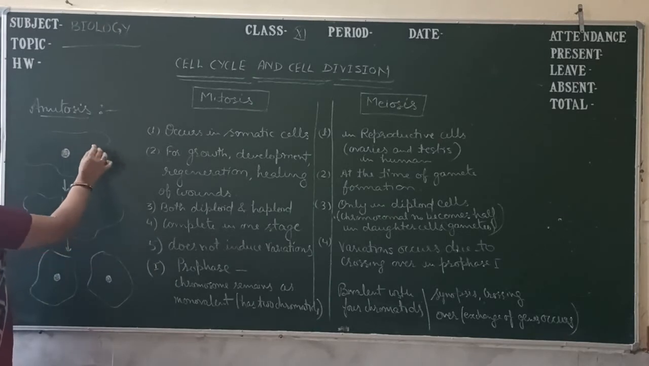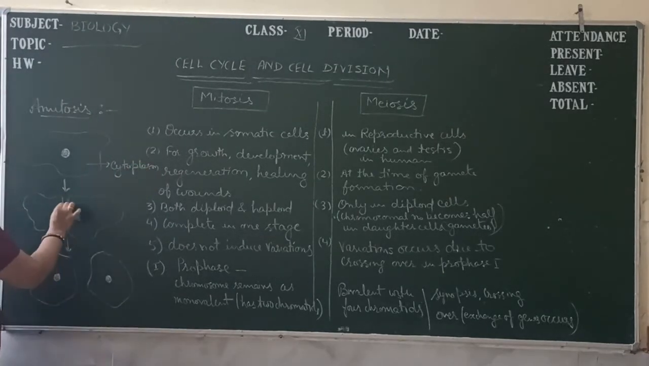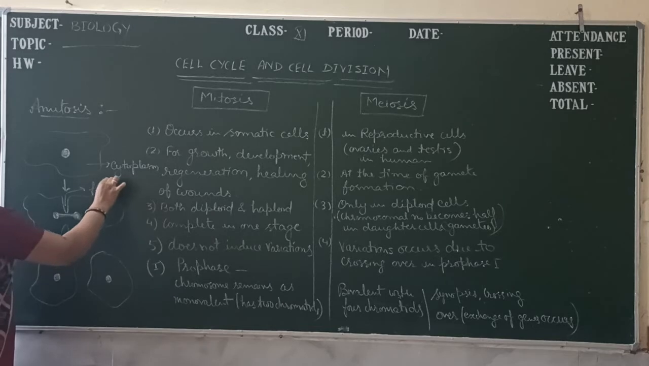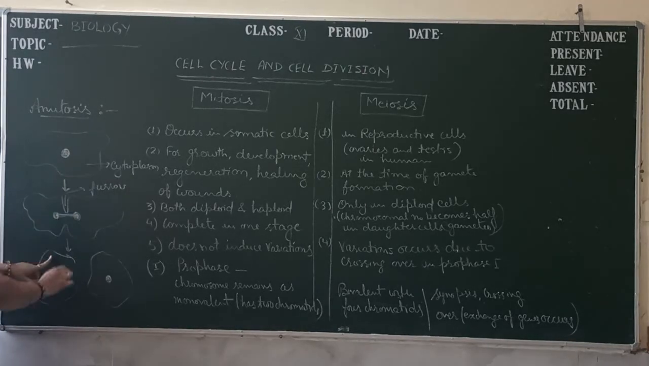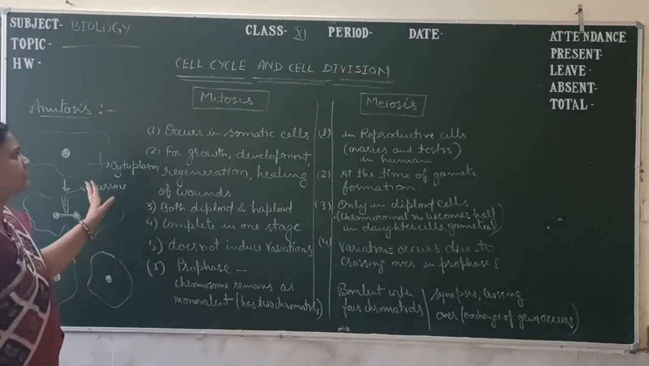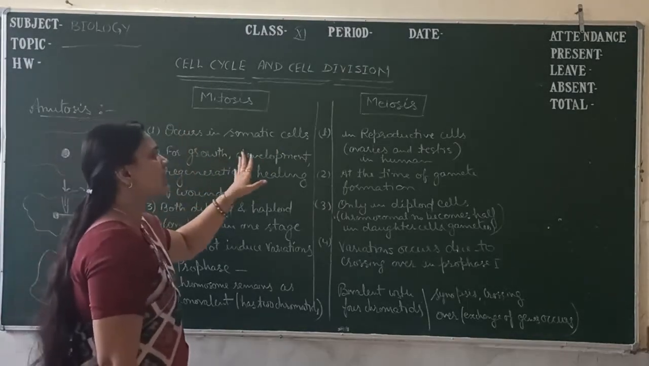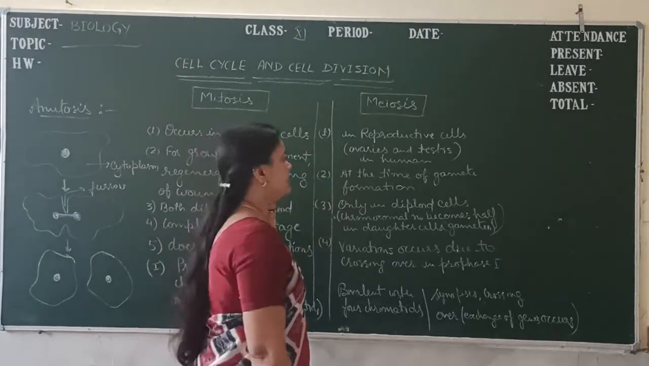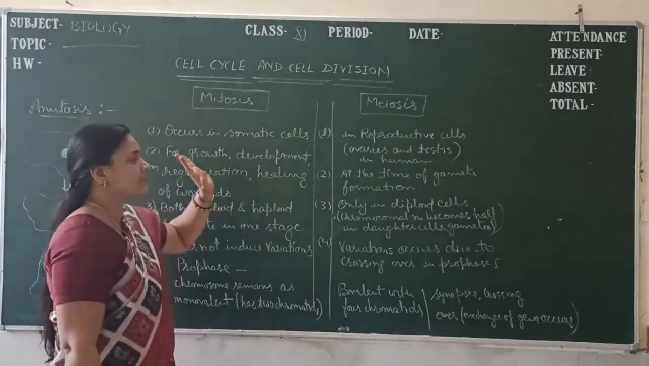And division of the cytoplasm, that is cytokinesis, occurs only by furrow formation. This is furrow formation. So these two daughter cells, in comparison to the mother cell, are unequally divided. Now we come to mitosis and meiosis. Mitosis and meiosis both occur in higher animals and higher plants. But what is the difference between mitosis and meiosis?